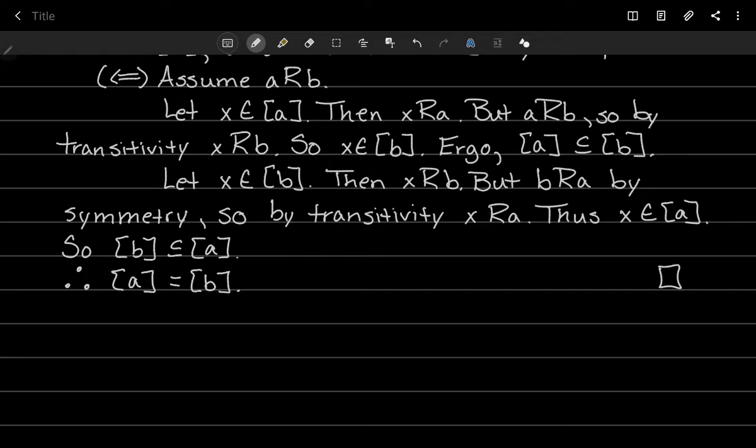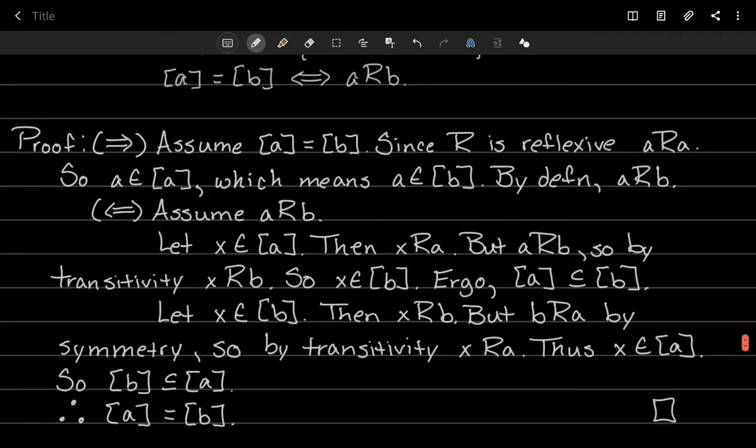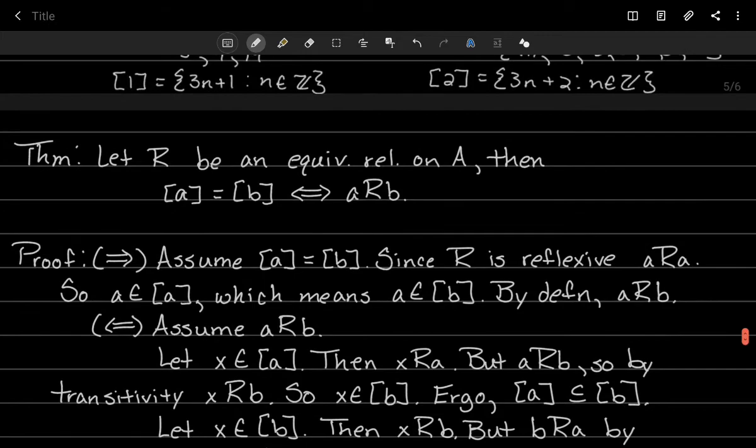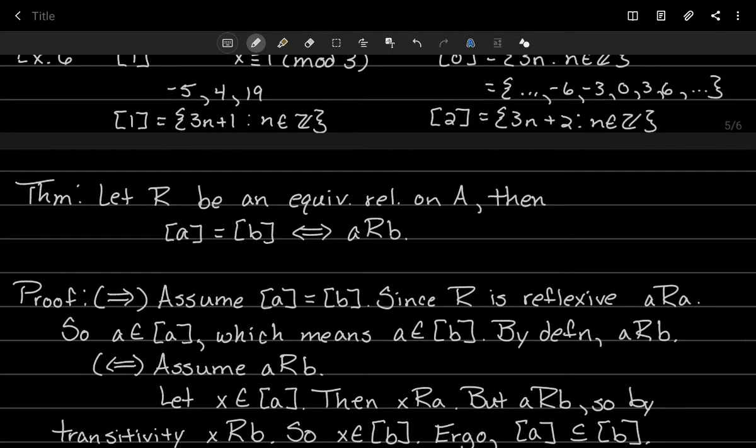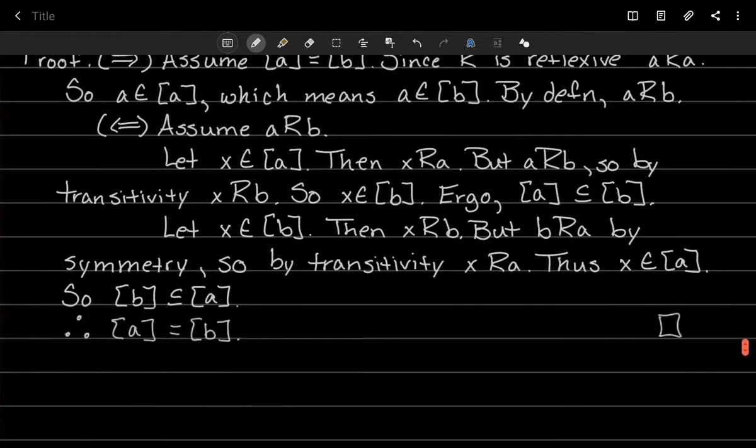Okay, what this theorem is showing you, what this proof is showing you, is that with equivalence classes, you can pick any representative you want. So let's think back to our modulo 3 equivalence classes.